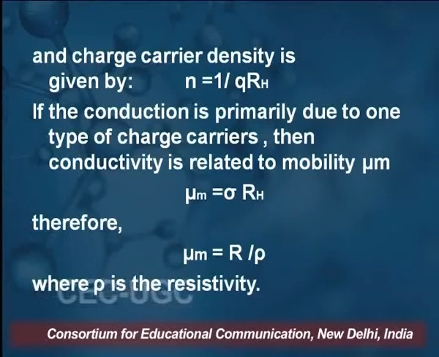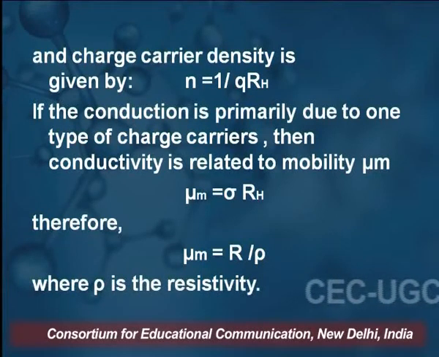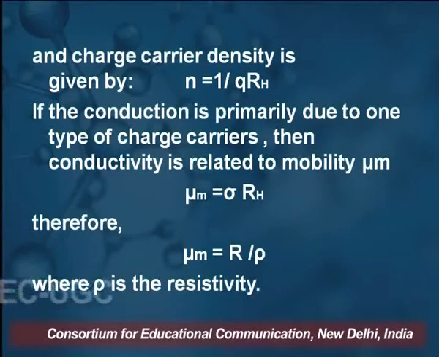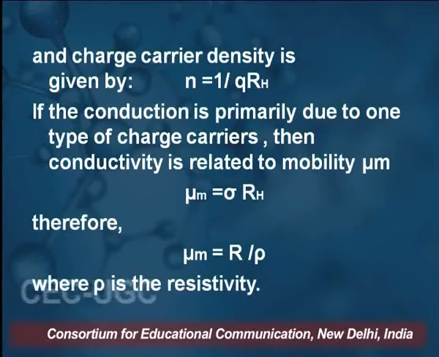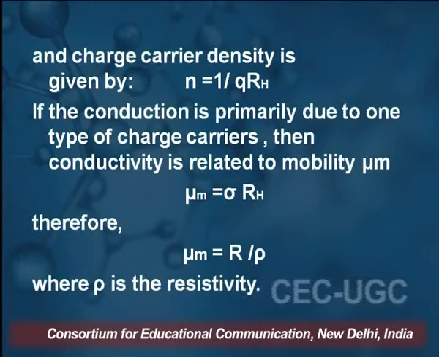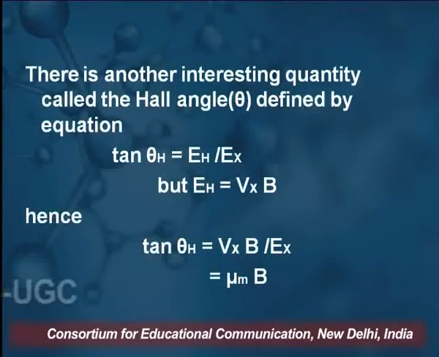And if the conduction is primarily due to one type of charge carrier, then the conductivity related to the mobility is defined by mu m, which is equal to sigma RH, or we can write it as mu m is equal to RH by rho, where rho is the resistivity. So we can find out RH, the charge carrier density N, and the mobility by using the formula mu m is equal to RH by rho.